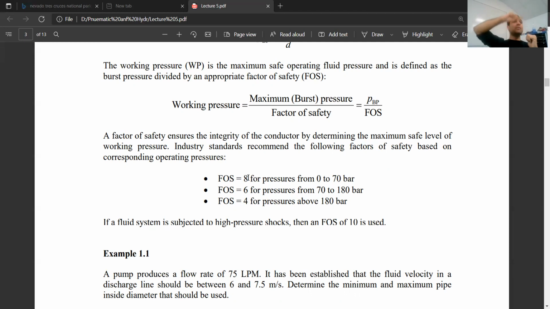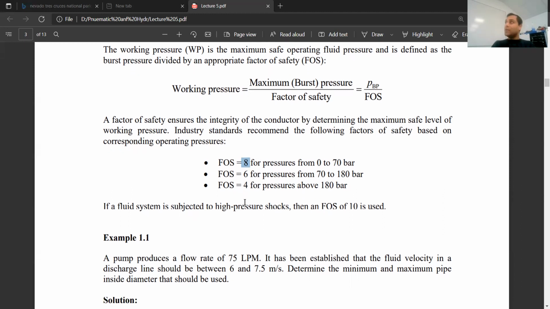Fatigue behavior is when something goes under cyclic loading. So if something is 0 to 70 bar, it might be 0 bar, then 70 bar, then it might go back to 60, then 70 something. So its fluctuation can cause fatigue, and we actually consider that. So it might look very strange: at low pressures we have a high factor of safety, but at high pressure we have a low factor of safety. But this is considering the fatigue properties as well.